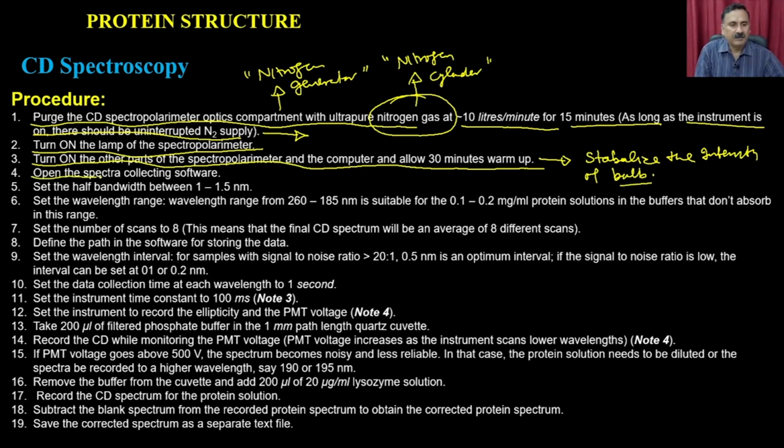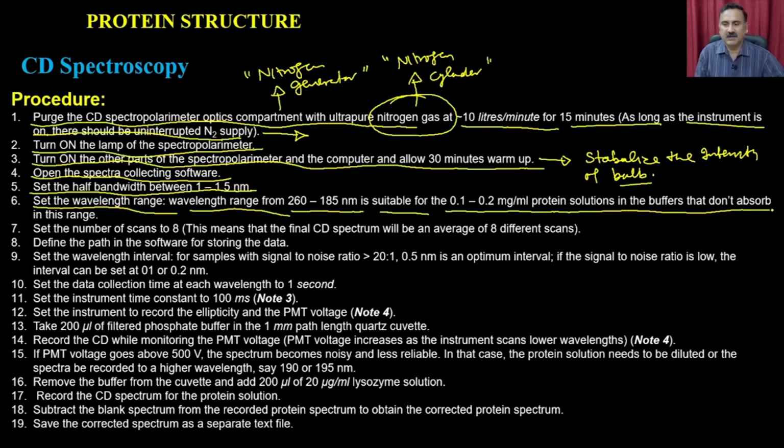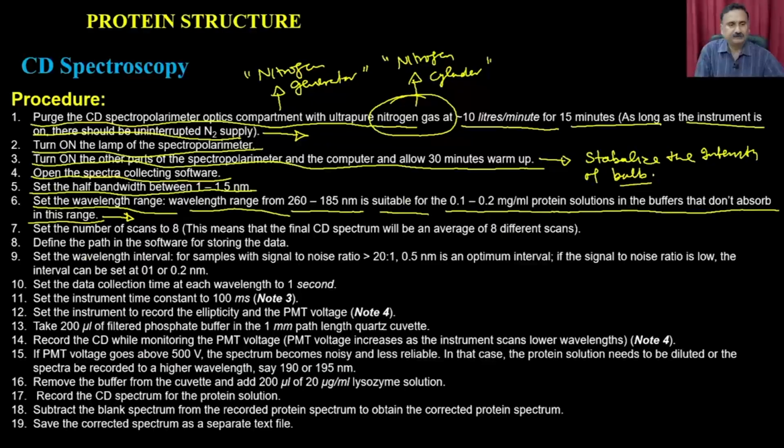Then you can open the spectra collecting software, set the half bandwidth between 1 to 1.5 nanometer, and then set the wavelength range. The wavelength range can be from 260 to 185 nanometer, and is suitable for 0.1 to 0.2 milligram protein solutions in a buffer that does not absorb in this range. So you have to first take the control buffer solution as well, so that you will know the absorptivity of the buffer in that particular range.